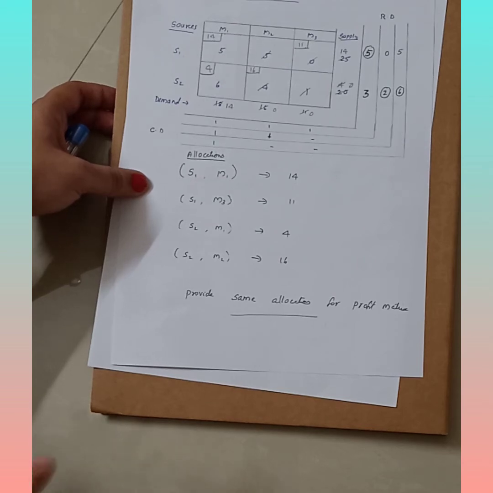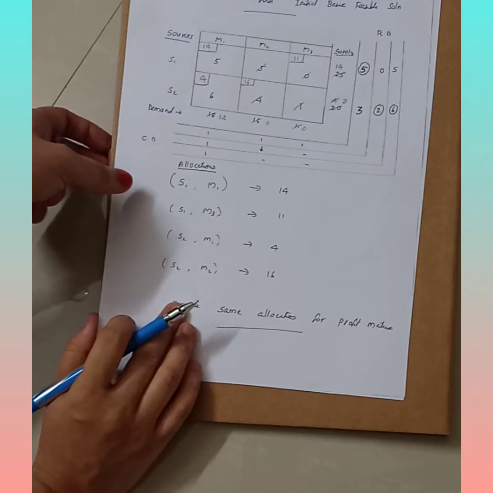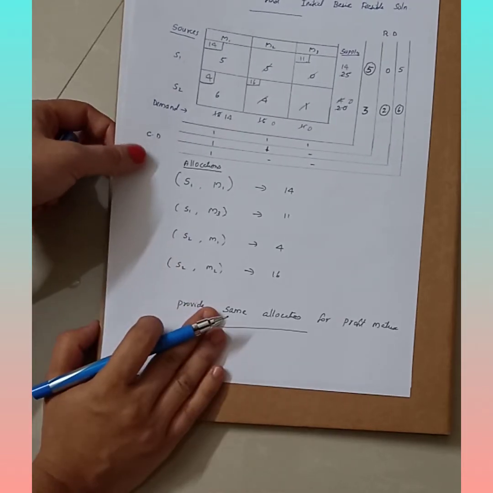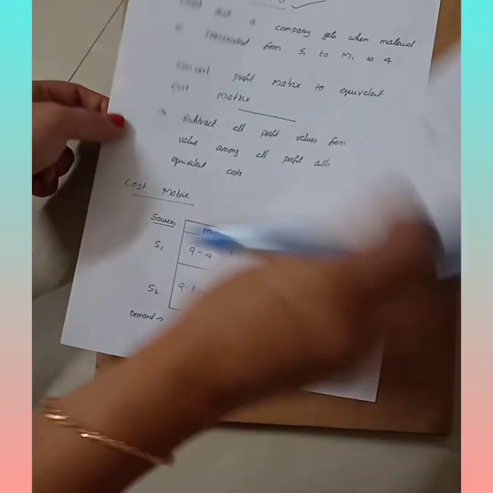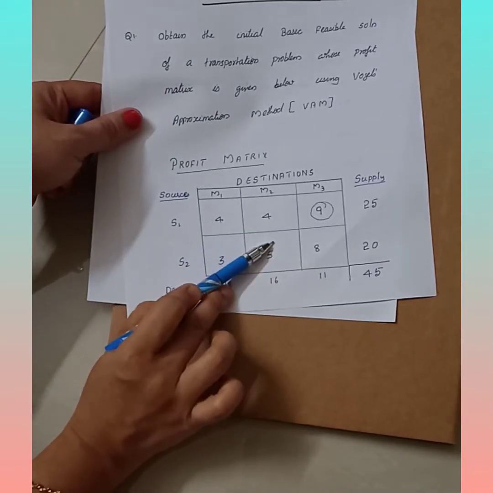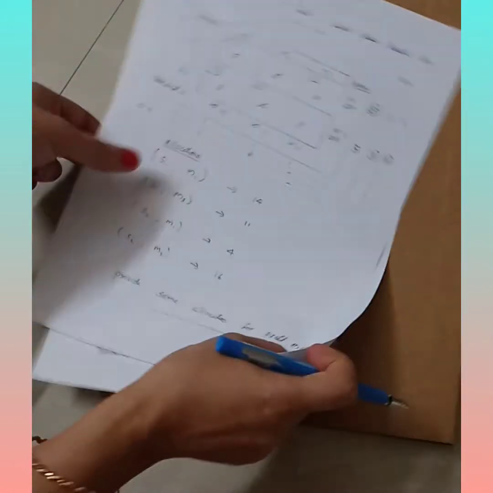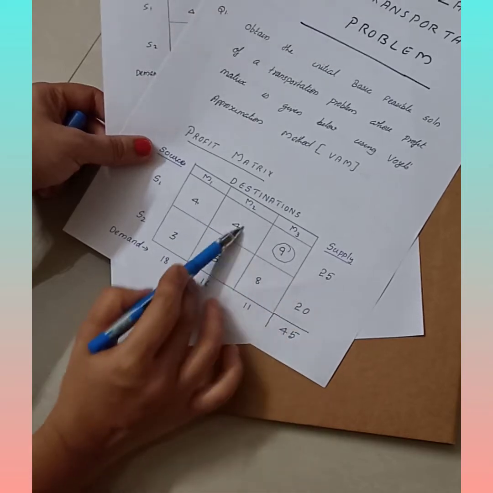Now the same allocation is what we are going to write for the profit matrix also, because you have to remember that this is not a minimization problem, this is a maximization problem. We started with our profit matrix, right? This is our profit matrix or the initial matrix. So the same allocations, whatever we got here, we have to allocate in the similar manner in this particular matrix.